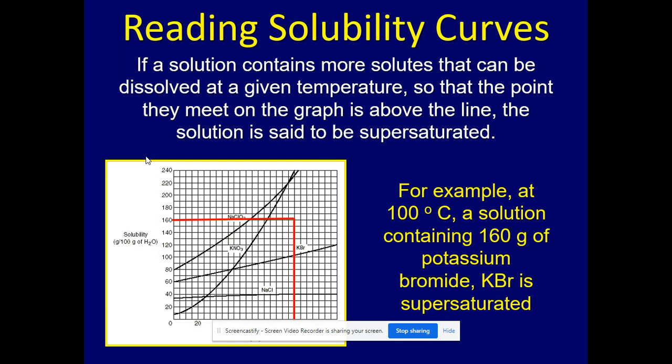In this example, we have 100 degrees Celsius. You find the 100 degrees Celsius on the x-axis, and then you find the 160 grams on the y-axis, figure out where that point would be, and then we're looking for potassium bromide, KBr. The point happens to be above the KBr line. So that would be a supersaturated solution. Hopefully this helps you read those graphs.